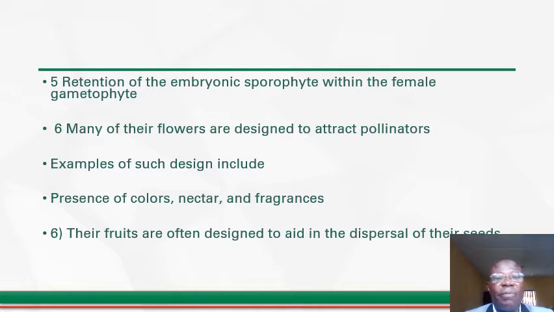We have examples of such design, which include the presence of color. It is the color that attracts organisms. Then some of them have nectar, on which the agent of pollination feeds, particularly insects. Then the fragrances, that is the smell, which are used in the production of perfumes in most cases.